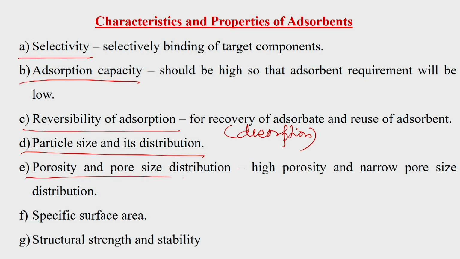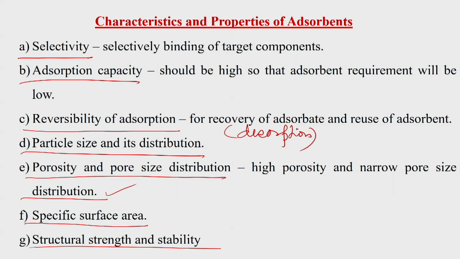Then we think of the porosity and pore size distribution. The adsorbent should be highly porous, so that the exposed surface area is very high, and a narrow pore size distribution is always preferable over a wide pore size distribution. In the case of a wide pore size distribution, most of the pores with very big or very small size will not be utilized for trapping a particular component. And then the specific surface area, that is the surface area per unit mass, should be very high.